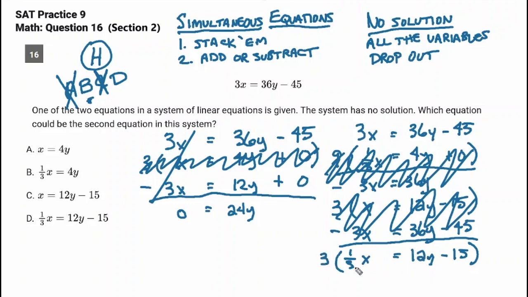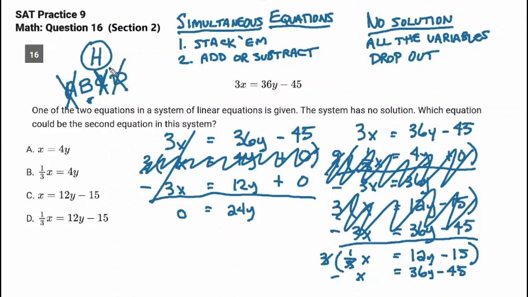So that's going to be 3 times 1/3, which is just going to be x equals 3 times 12y is 36y minus 45. All right, if I now subtract, 3x minus x is 2x. I get the y's to go away, but I didn't get the x's to go away. All the variables did not drop out.